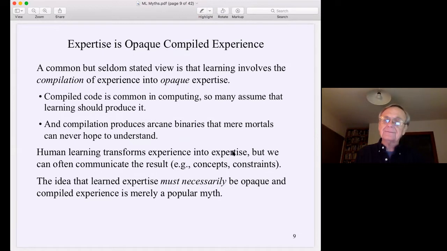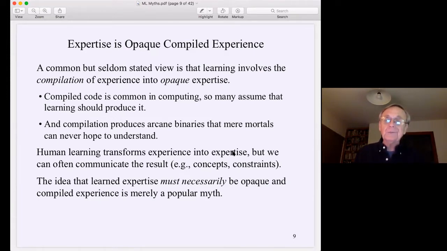This is not often stated explicitly, but it's very widespread. It's that learning is all about compiling experience down into expertise, and that expertise is really opaque. And this is really an analogy with compilation in computer science, right? You have a program, you compile it, so it gets a small footprint, it runs really fast, you don't have to think about it anymore. And in the process, compilation produces these arcane binary files that very few people, and certainly not mere mortals like us, could ever hope to understand. And that's okay, because all you're going to do is run it.